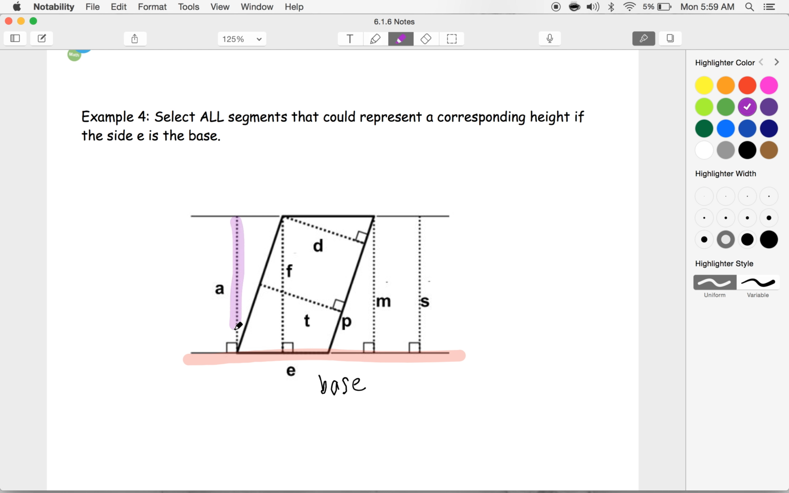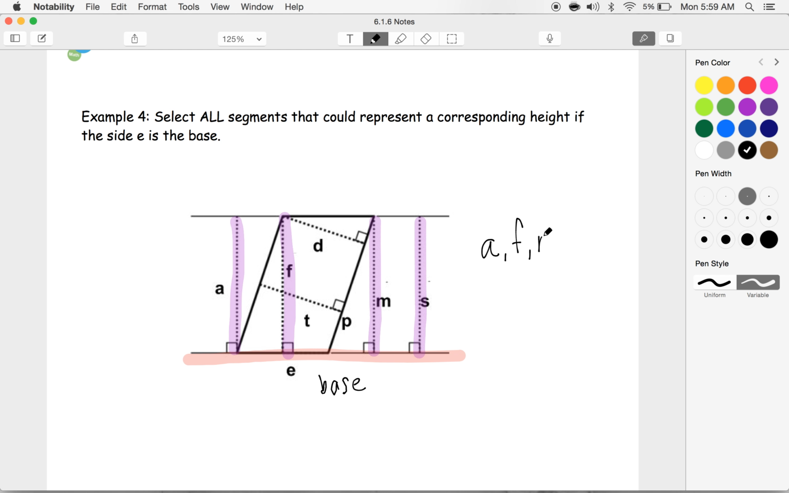So it looks like A makes a 90 degree, F makes a 90 degree, M makes a 90 degree, and S makes a 90 degree. So my answer is A, F, M, and S. All of these form 90 degrees, and my writing is kind of crazy. Sorry about that.